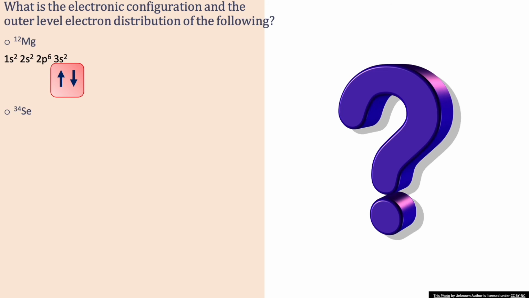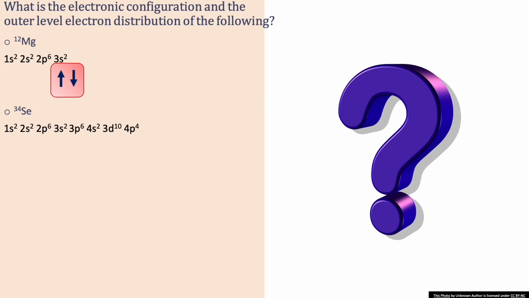Selenium with 34 electrons. Shall we try it together? 1s2, 2 gone, 2s2, 4 gone, 2p6, 10 gone, 3s2, 12 gone, 3p6, 18 gone, 4s2, 20 gone, 3d10, 30 gone, and 4p4. What is the outermost energy level here?